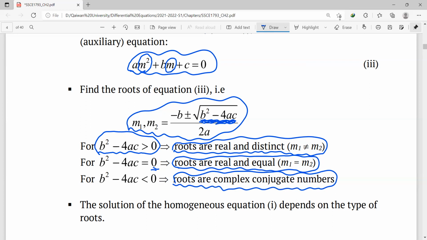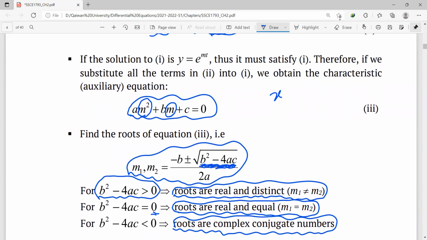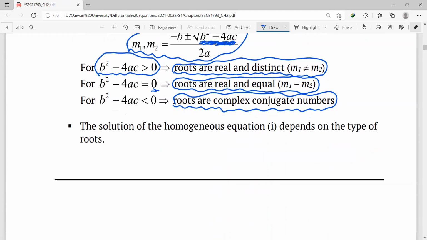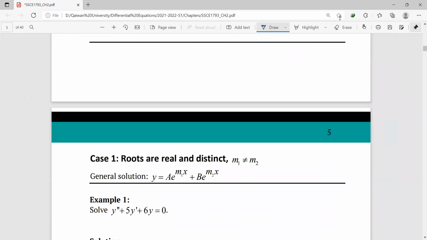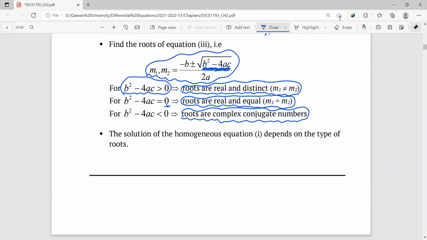So do you know what conjugate is? In complex numbers, a complex number can be written as, let's say, x equals a plus bi. Then x conjugate equals a minus bi. So that's the conjugate. Here we have three cases. If b squared minus 4ac is greater than 0, that's case 1. Case 2, if b squared minus 4ac is 0, and case 3, if b squared minus 4ac is less than 0. Okay, we have these three cases.